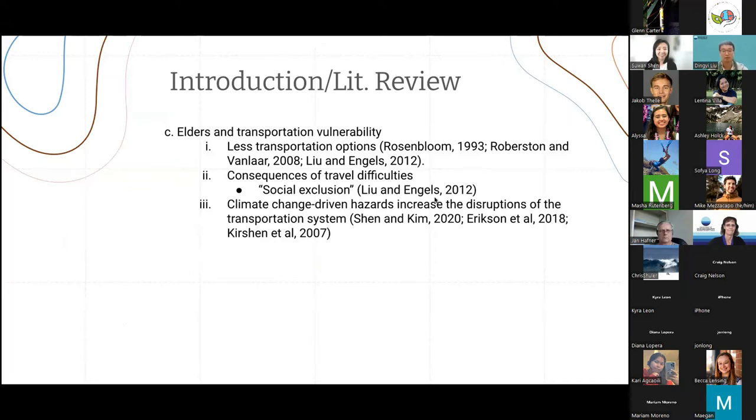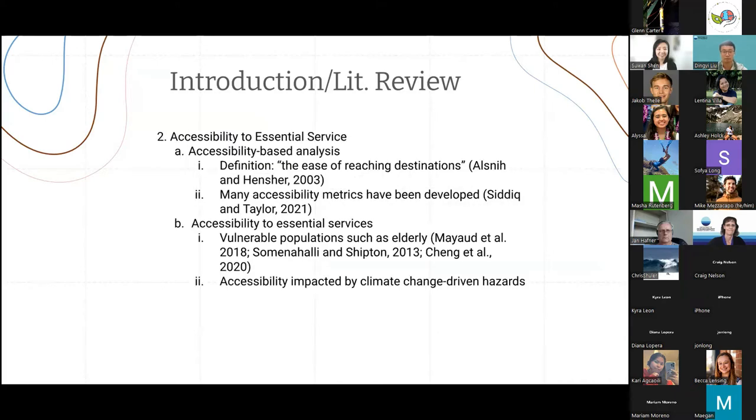And then I would like to talk about the older populations and their transportation opportunities. At first, the older population has fewer transportation options because they have to give up driving. So what's the consequence of their travel difficulties? They will feel social exclusion as they cannot go everywhere they want. Also, as we just talked about, climate change driving hazards will increase the disruptions of the transportation system, which will make it even harder for the older population to get to the places they want to go.